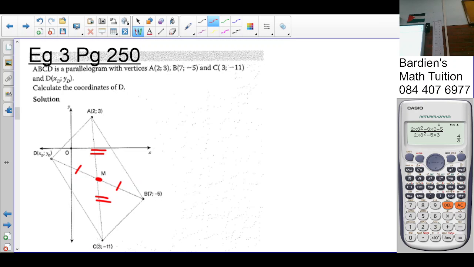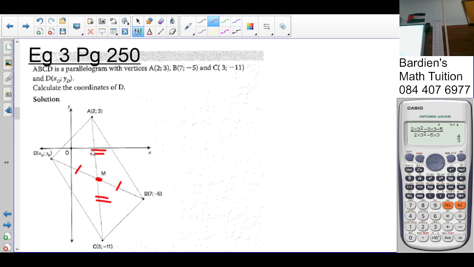You all agree with that? No? So it's sharing a midpoint. Whenever the diagonals are bisecting each other, the midpoints are the same. Does that make sense? So can I calculate M using D and B? No, we're solving for D. Can we calculate the coordinates of M using A and C?